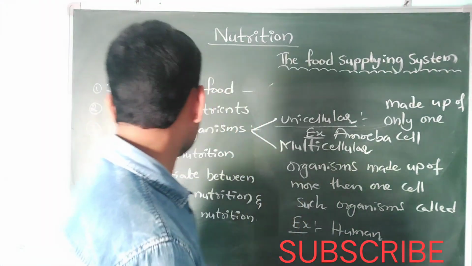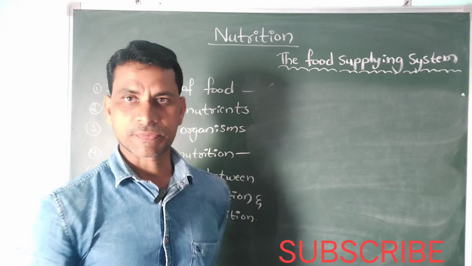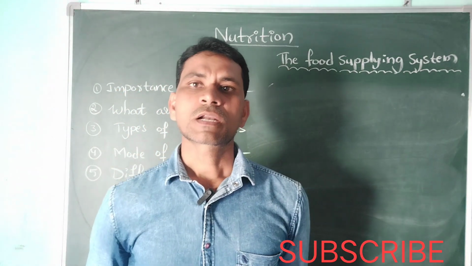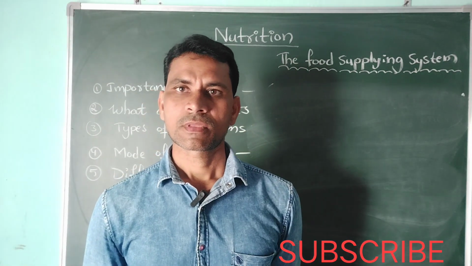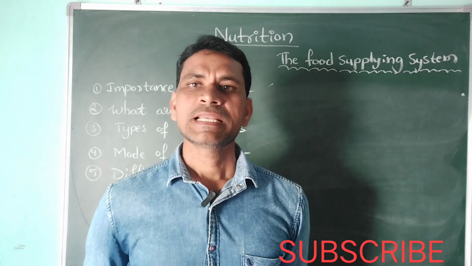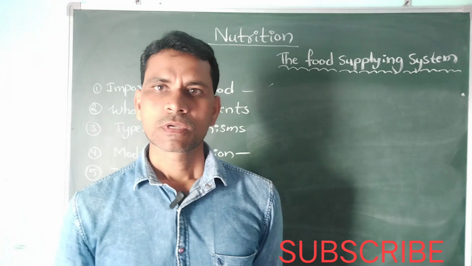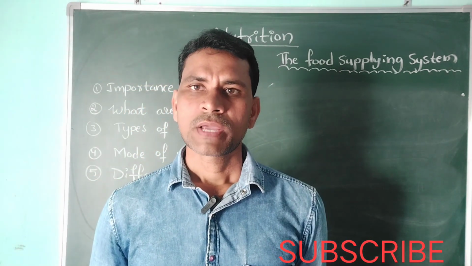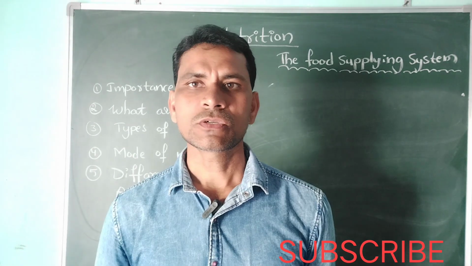Right. Next, mode of nutrition. We know that trillions of different types of organisms are present, but all organisms do not get their food in the same way. According to how they get their nutrition, we divide them into mainly two categories: autotrophic nutrition and heterotrophic nutrition. Heterotrophic is again further divided based on how they get their nutrition.